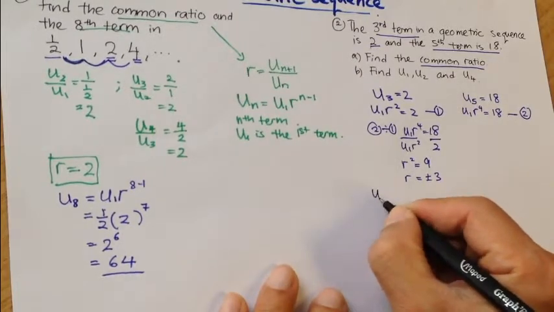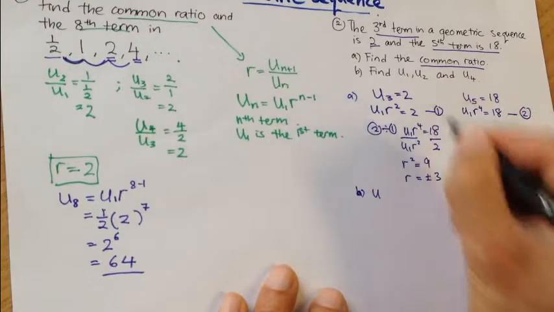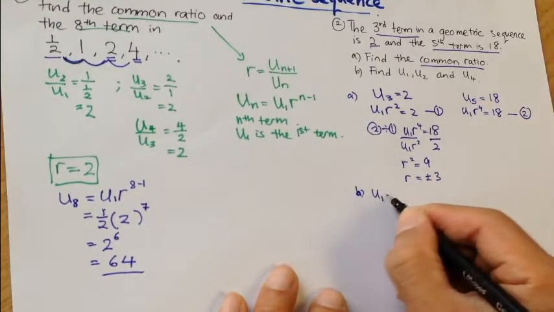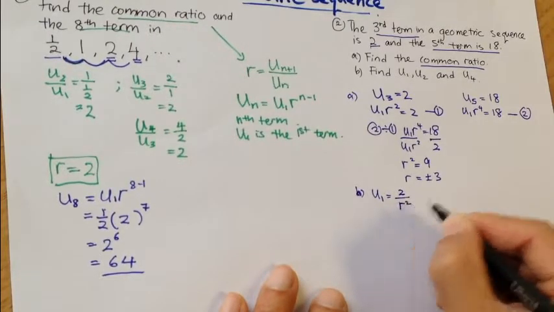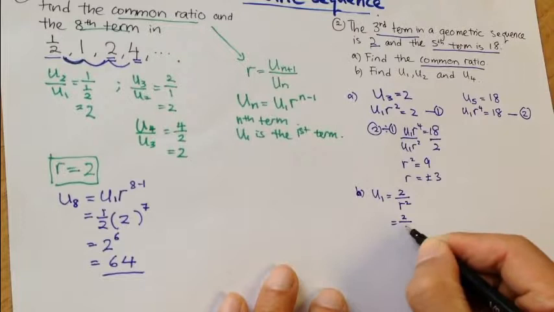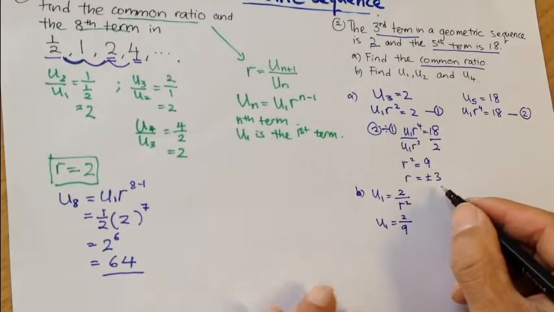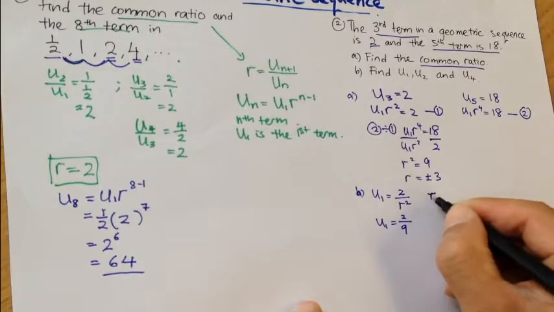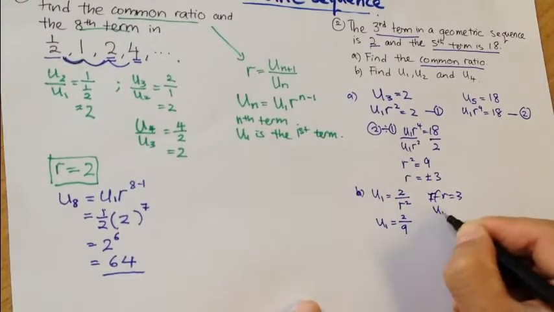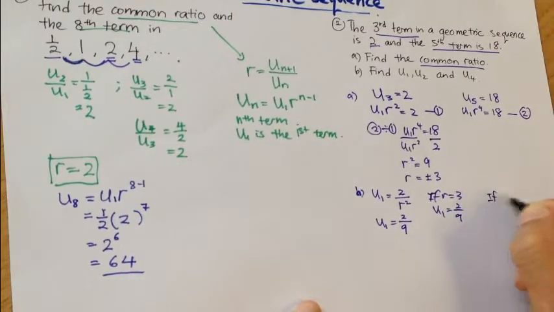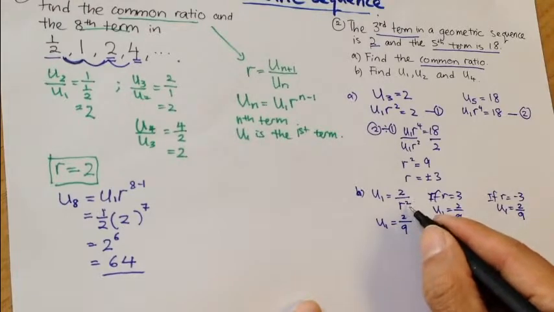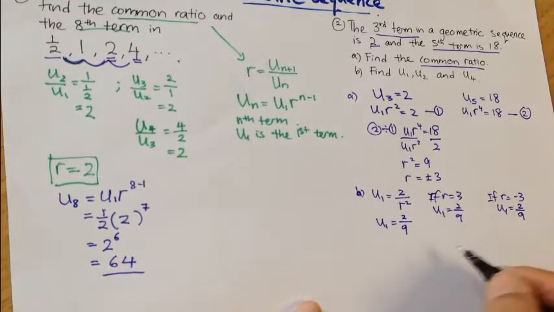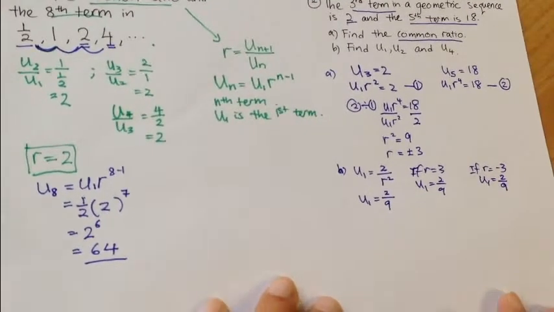So how about u1 then? To calculate part b, u1 is simply 2 over r squared. R squared is known to be 9, so it's 2 over 9. So regardless of whether you have r equal to 3 or r equal to negative 3, this is what you're going to get. If r is 3, then u1 is going to be 2 over 9. If r is equal to negative 3, u1 is still going to be 2 over 9, because negative 3 squared and 3 squared are always going to be the same. That's both 9.